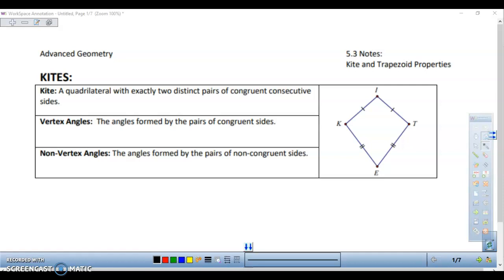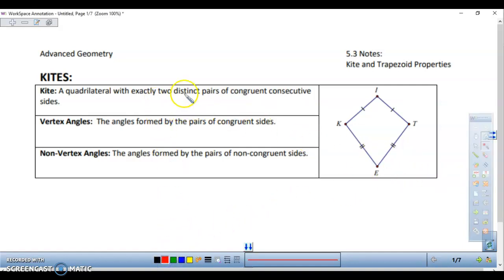So today's focus is going to be, now that we know those definitions from chapter 1, and also now that we know how to prove triangles are congruent, we can take those two ideas and together we can justify special properties that are true about kites and trapezoids. So, first, a reminder of the definition. A kite is a quadrilateral with exactly two distinct pairs of congruent consecutive sides.